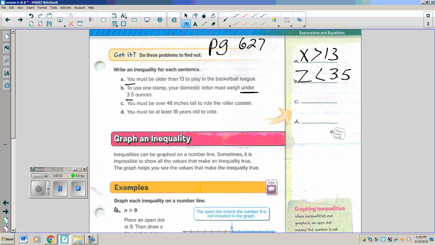C, back to you. You must be over 48 inches to ride the roller coaster, Superman. You, or X, you have to be greater than 48.